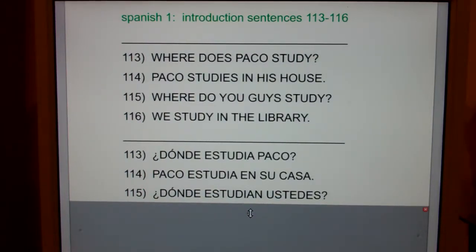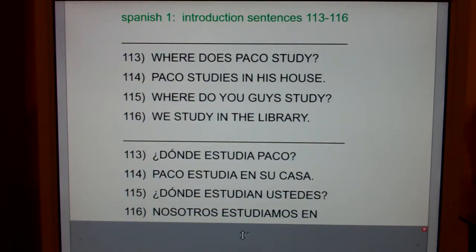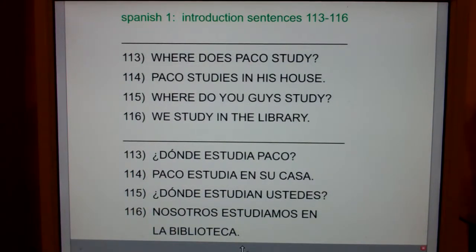And finally, 116. We study in the library. Nosotros estudiamos en la biblioteca.